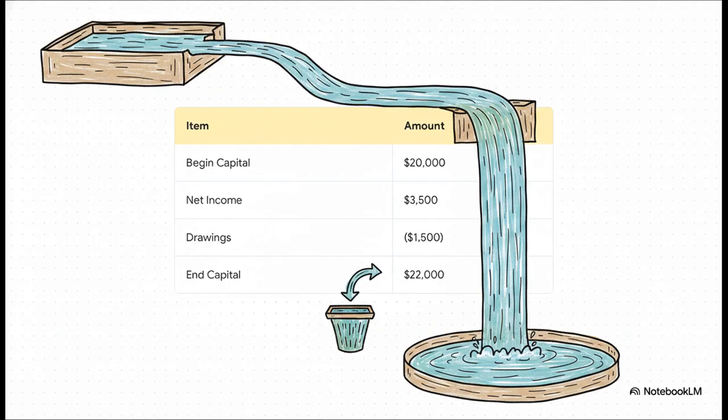We start with a beginning capital of $20,000. Then we add in that $3,500 of net income we literally just calculated, subtract the owner's drawings, which is $1,500, and boom, that leaves us with our ending capital of $22,000. The water has officially cascaded down into the second pool.